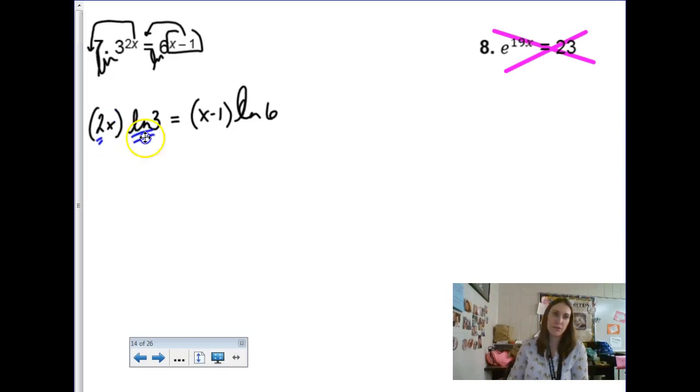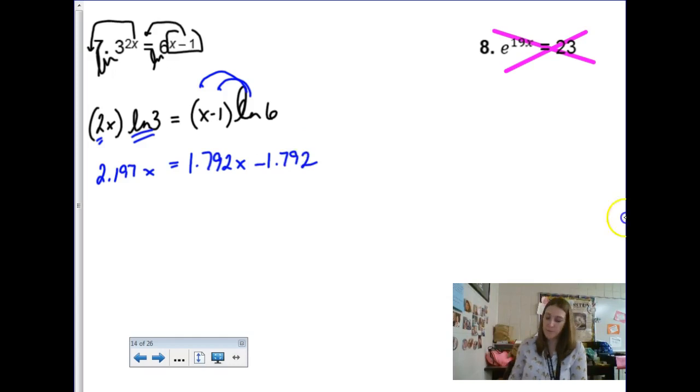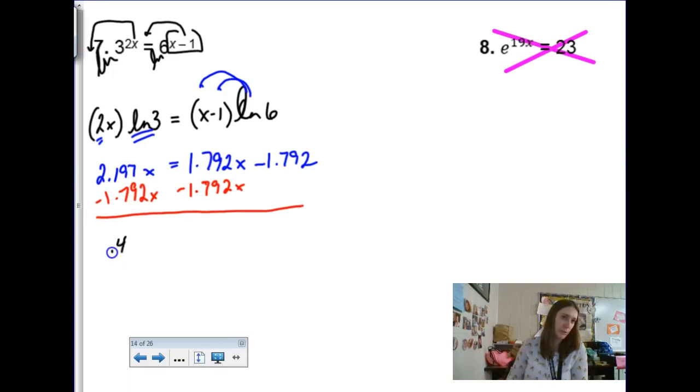2 times x times natural log of 3. Well, 2 times natural log of 3 is actually, it's not too bad. Ignore the x for a minute, but it's 2.197x. I just multiplied 2 times natural log of 3 on my calculator. And then I'm going to go ahead and distribute this natural log of 6 into here. So I get 1.792x minus 1.792. And I know I've already kind of truncated decimals, but I'm okay with that, guys. If you keep enough decimals in your work, or most of you are really good at just keeping the entire answer in your work by using the answer command, rather than truncating it at all, that's okay. So here we get 0.405x equals negative 1.792. And then dividing both sides by 0.405, we get approximately negative 4.42.